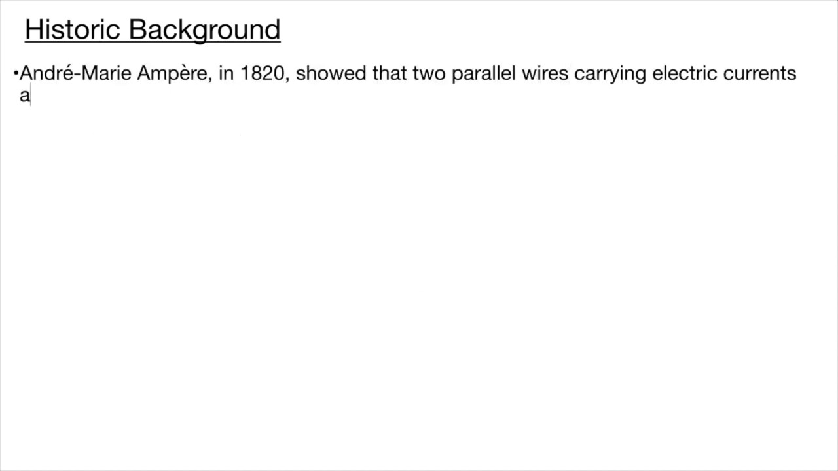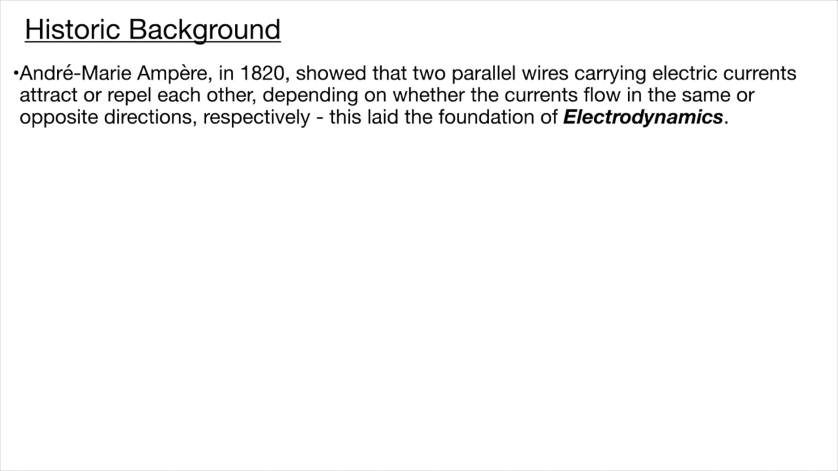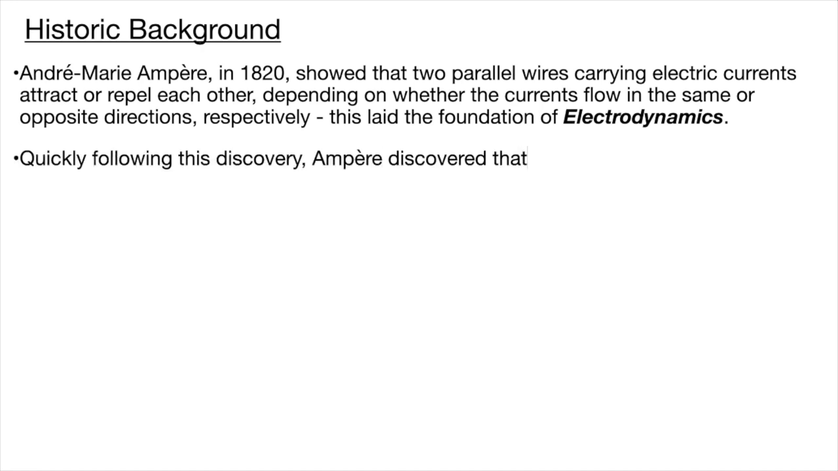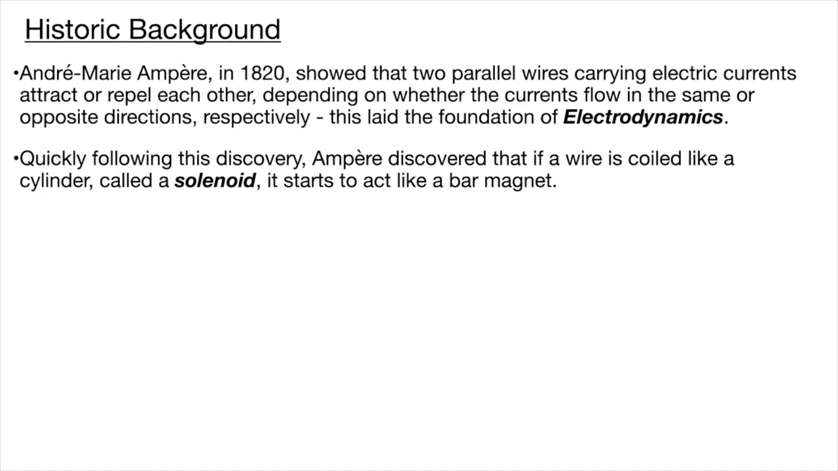André-Marie Ampère in 1820 showed that 2 parallel wires carrying electric currents attract or repel each other depending on whether the current flows in the same or opposite directions, respectively. This laid the foundations of electrodynamics. Quickly following this discovery, Ampère discovered that if a wire is coiled like a cylinder, called a solenoid, it starts to act like a bar magnet.